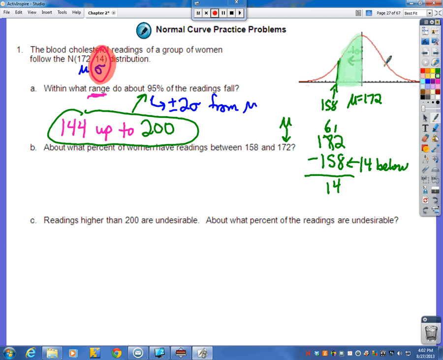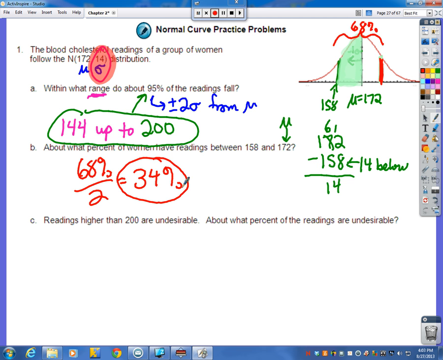Well, here's the thing. If I were to go one standard deviation above the mean as well, which I don't want to do, one standard deviation above and below, well, that was 68% approximately according to our empirical rule. Now, since the normal curve is symmetric, these two areas are the same. So if I take my 68% and divide it in half, because I only want the lower one standard deviation, that means I'm looking at about 34% of women have readings between 158 and 172. Okay, this is the answer we're looking for, the 34%.